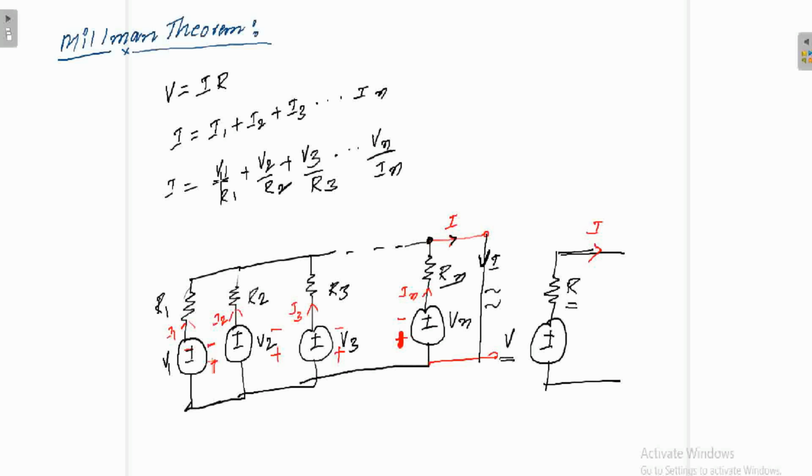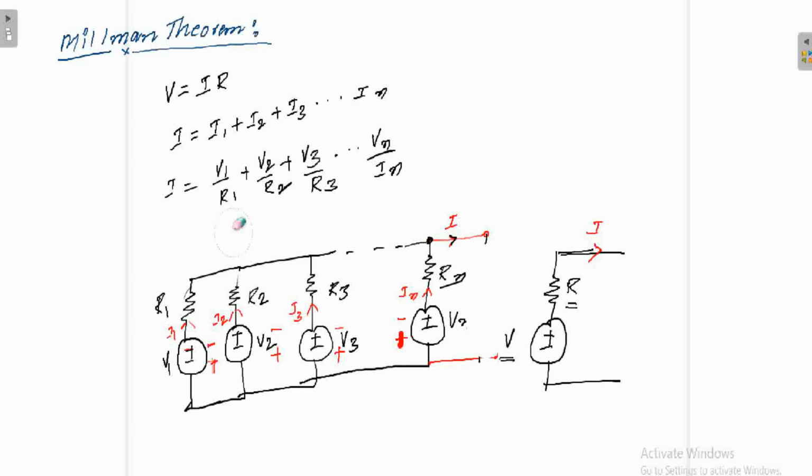Vn by Rn. So I is equal to V1 by R1, V2 by R2, V3 by R3, up to Vn by Rn. Then what is this R value? How to find this R value? R is nothing but the equivalent resistance between these two terminals.